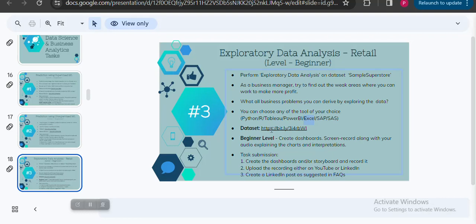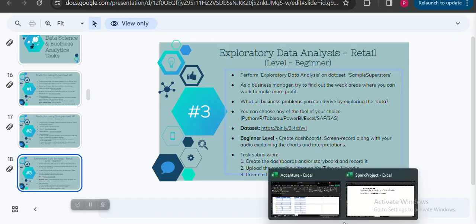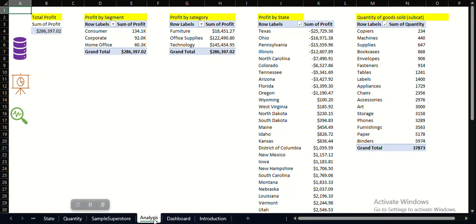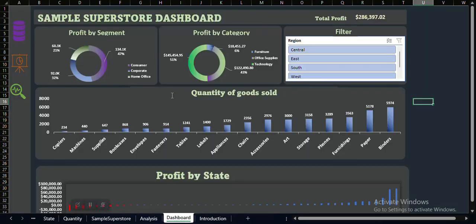Here is the data set, and I have chosen to use Excel for the data analysis and visualization. The first step was to import the CSV file into Excel, then carry out data cleaning to ensure the integrity of the data sets. I used Power Query for this purpose. Then I carried out the analysis of the data sets, and this was used in the creation of the dashboard for visualization.